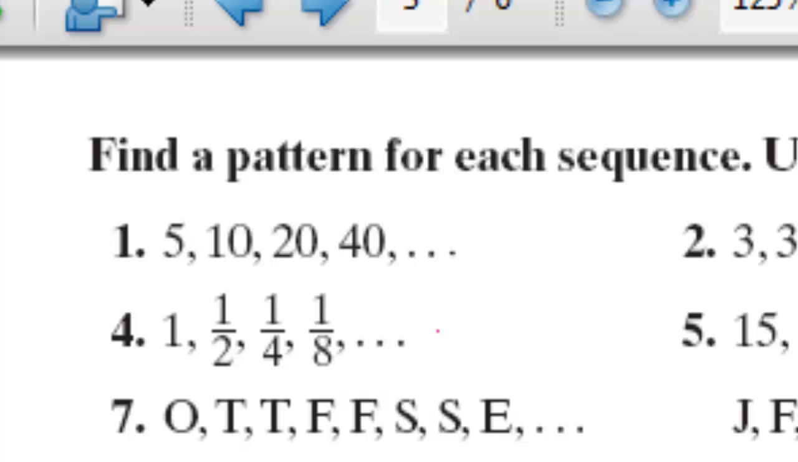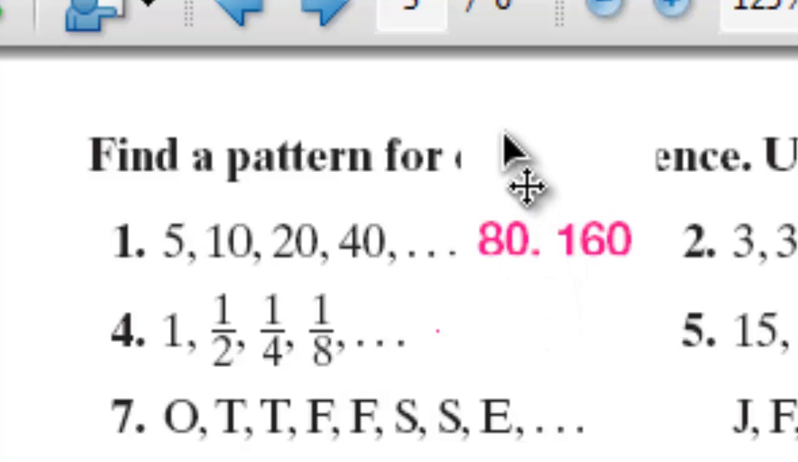Well, it looks like if I take 5 and multiply by 2, that gives me my 10. Then if I multiply that by 2, that gives me my 20. If I multiply that by 2, that gives me my 40. So it seems like the pattern is if I multiply each number by 2, that gives me the next number. So 40 times 2 would be 80. So my conjecture is 80. And then it says the next two terms, so I have to do the next one after that. 2 times 80 would be 160. So my conjecture would be 80 and 160. And that is indeed the answer.